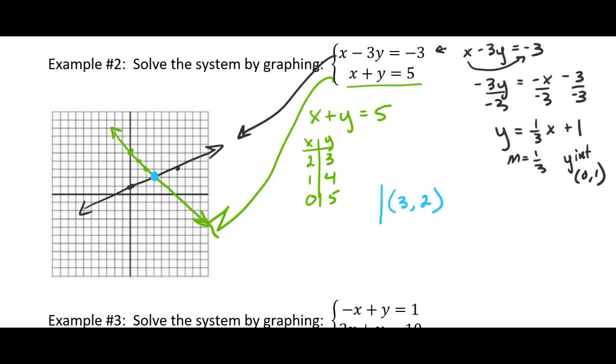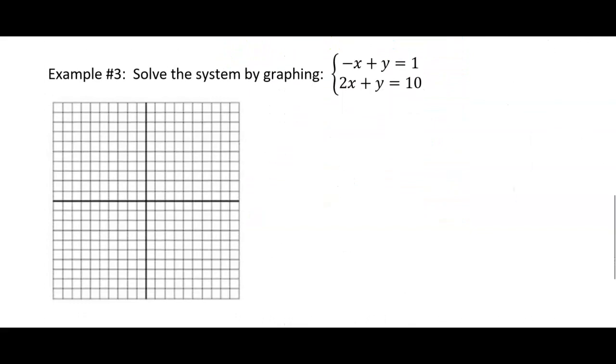Now, I'm going to say that's the solution, and I'm just reading it off the graph. Sometimes it's hard to read them off the graph. You just do your best when you're solving by graphing. So that's the tricky thing about this method. But we're going to learn some other methods. But anyway, we solved it. Solved by graphing. Okay, so here's another example.